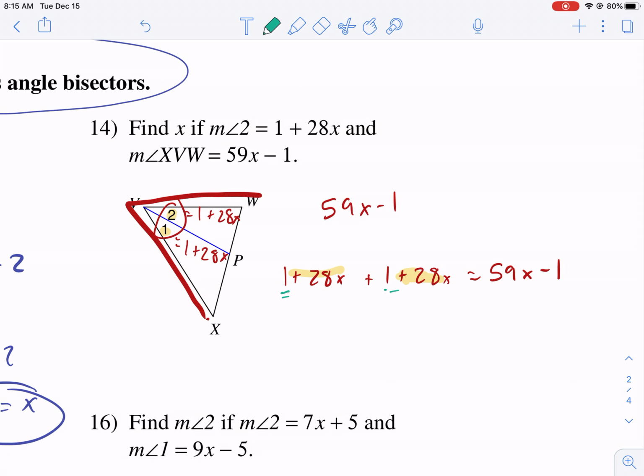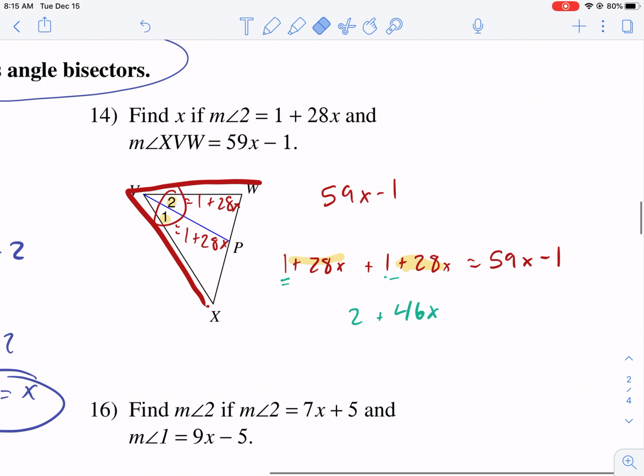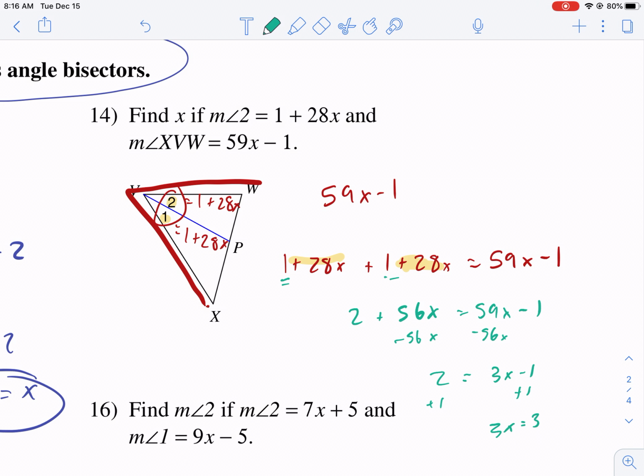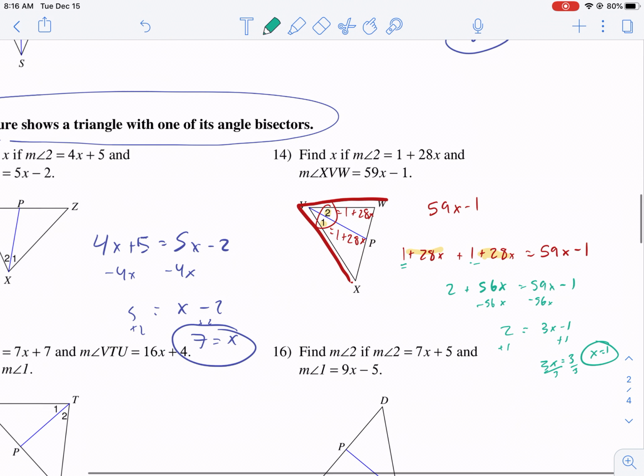So we're going to combine like terms. We get 2 plus... what is that? That's 46x. No, that's 56x, isn't it? 56x equals 59x minus 1. I like to combine the x's first. Okay, so we get 3x minus 1 equals 2. We're going to add 1 to both sides. We get 3x equals 3. Sorry, I flipped it. Divide by 3, we get x equals 1. So now we have it, x equals 1.